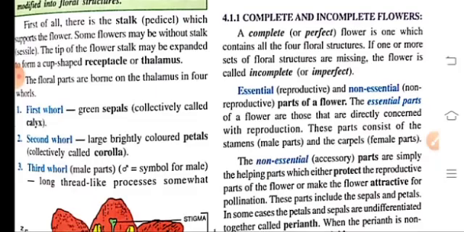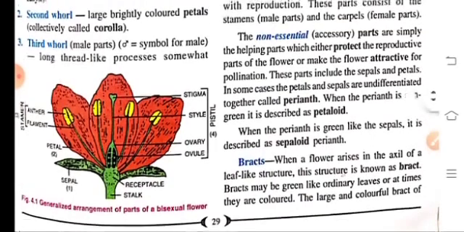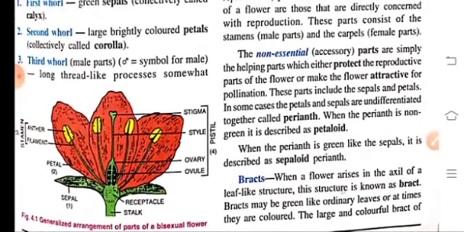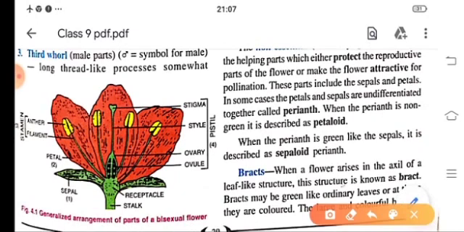Now next is the bracts. Sometimes some other technical terms are there. So perianth: when the petals and the sepals are undifferentiated, we cannot differentiate whether it is a petal or a sepal, then they are together known as perianth. And when the perianth is non-green in color, that means it is petaloid in nature. If the perianth is green in color like the sepals, it is known as sepaloid perianth.